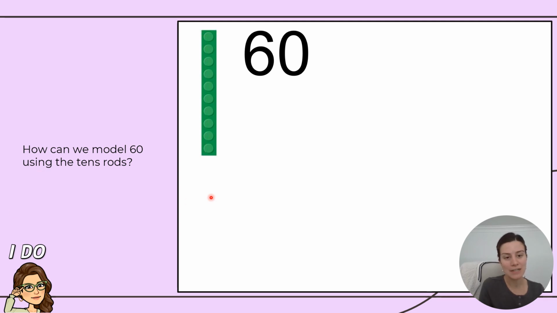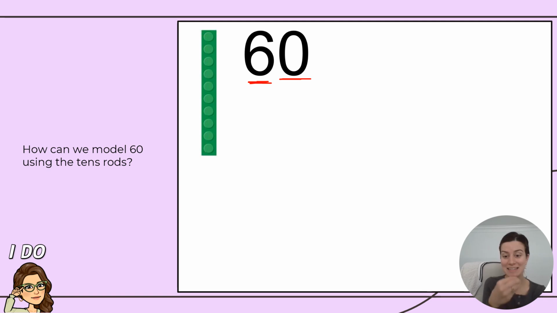So we're looking at the number 60 here, and we want to model the number 60 using the tens rods. The reason that we're not modeling this number with the ones cubes is because when I look at my ones place, which is the farthest to the right that I've underlined here, I have a 0, which means that I have 0 ones, so I don't need to use my cubes to model my ones place. However, I do need to model my tens place using the tens rods. I have 6 tens, so I'm going to model that by using 6 ten rods.